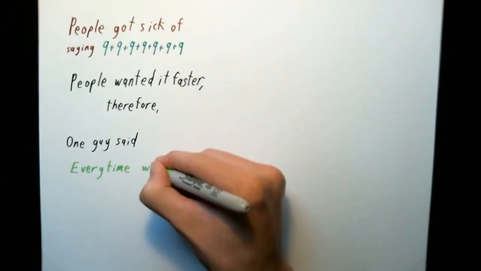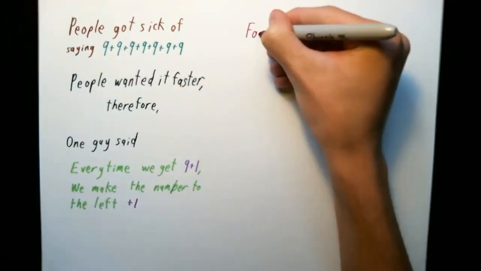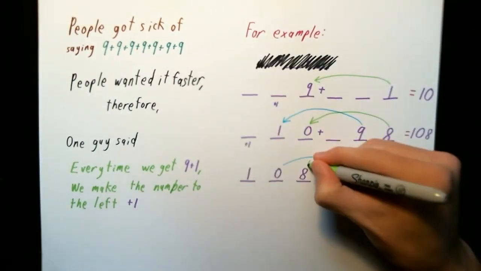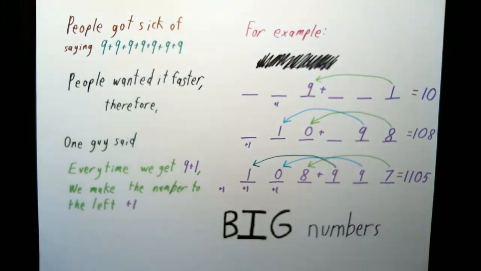Therefore, one guy said, every time we get 9 plus 1, we make the number to the left plus 1. For example, 9 plus 1 equals 10. 10 plus 98 equals 108. 108 plus 997 equals 1105.